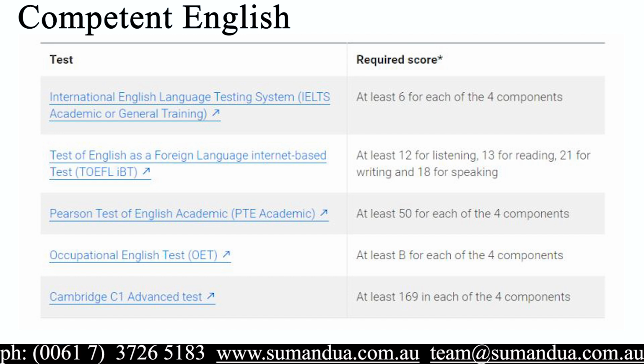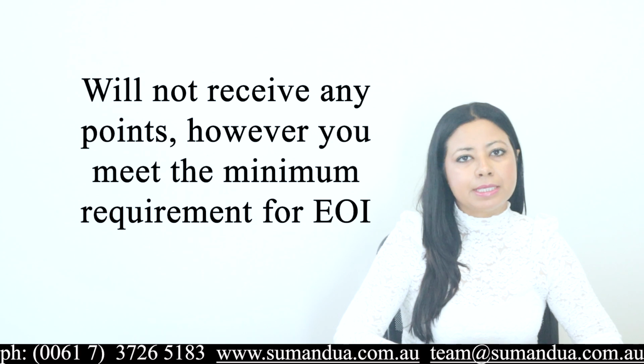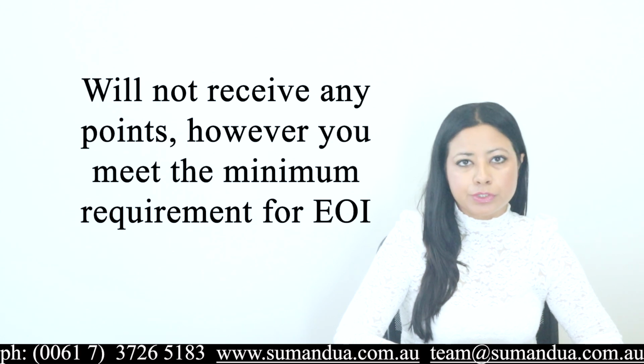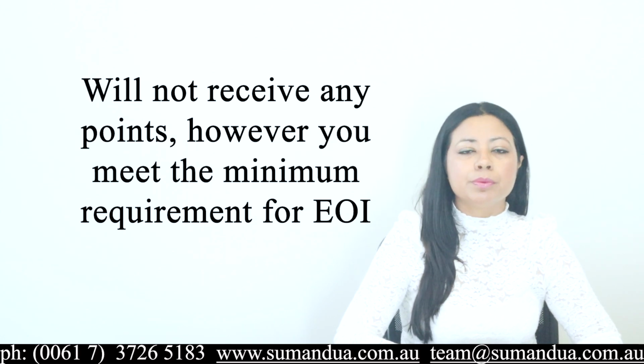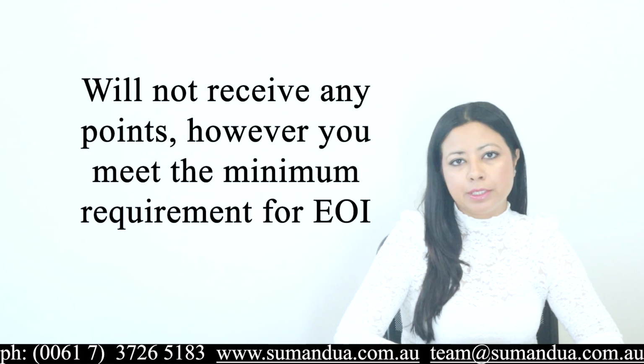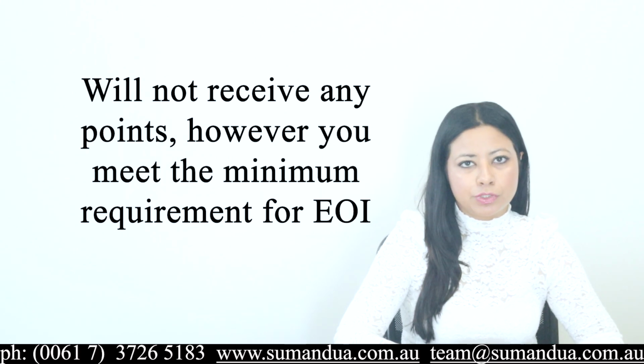If you are doing a PTE Academic test, then you need at least 50 for each of the 4 components. For OET, at least B for each of the 4 components, and for the Cambridge test, you need at least 169 in each of the 4 components. If you're somebody who has competent English, then you won't get any points towards your general skilled migration, but you meet the minimum requirement of English proficiency to lodge your expression of interest.